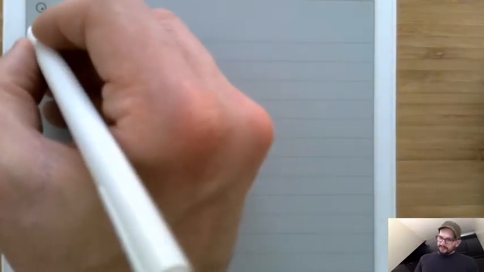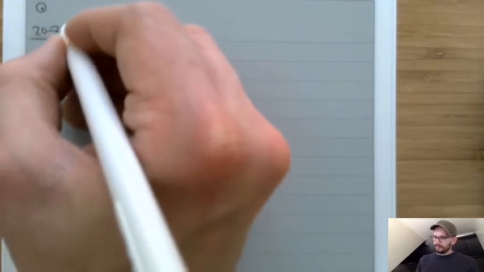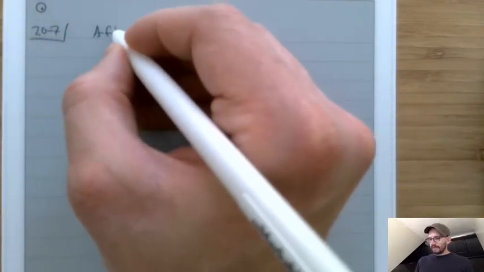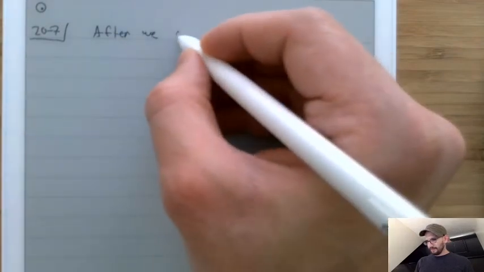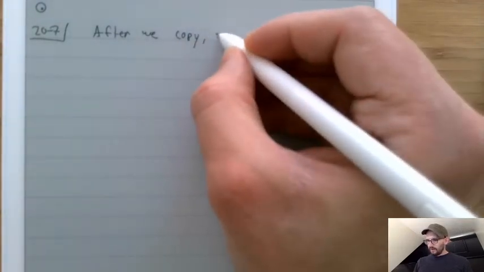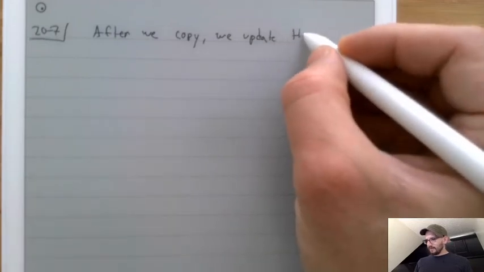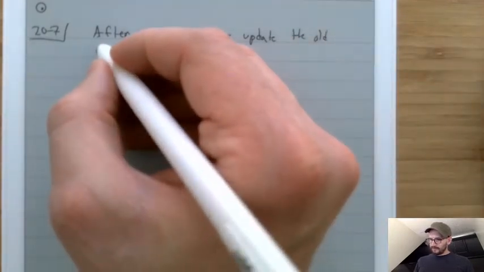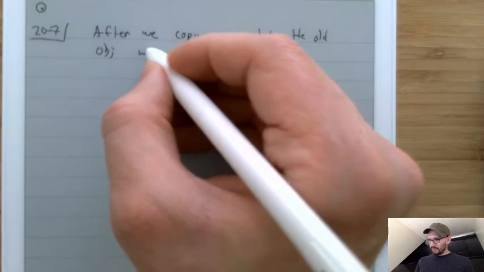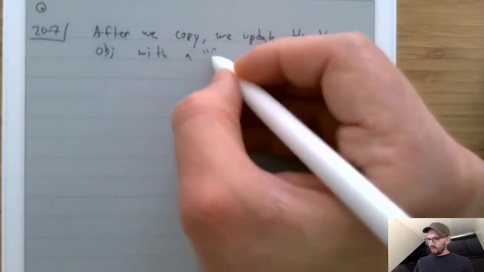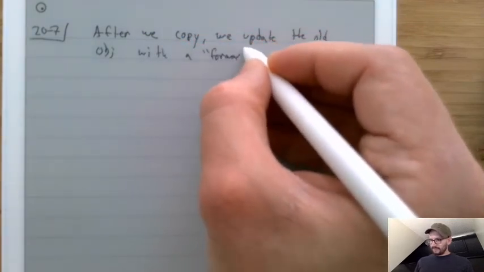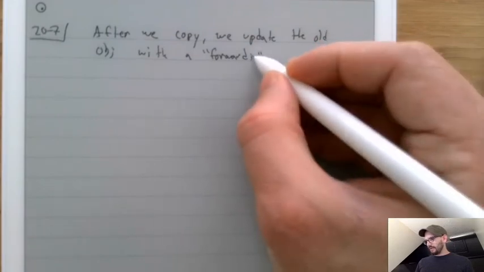Here's what we need to do. After we copy, we update the old object with a forwarding address.